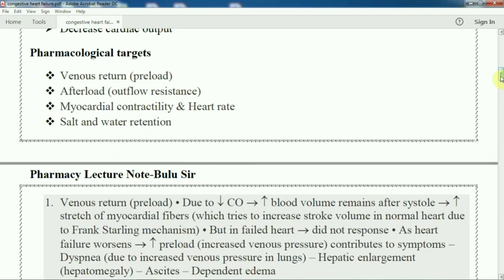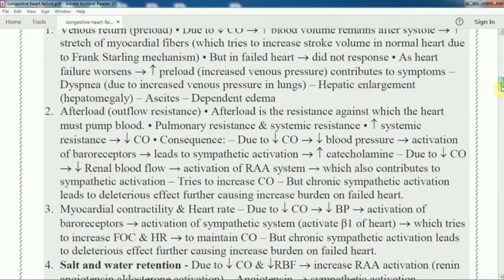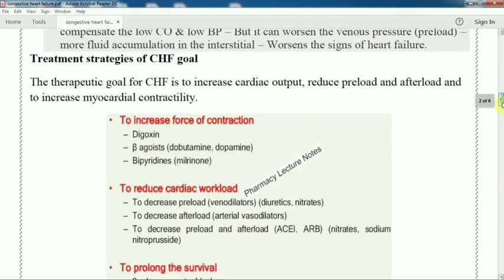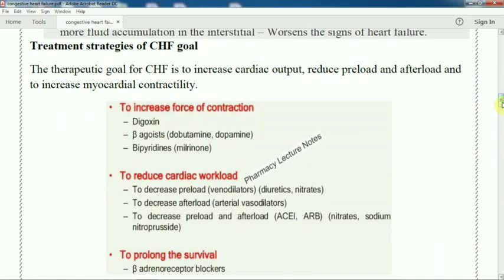Venous return, preload, afterload, myocardial contractility, salt and water retention. So let's see the treatment strategy. We increase the contraction or reduce the cardiac workload or prolong the survival. The therapeutic goal for congestive heart failure is to increase the cardiac output. All the problem starts from decreased cardiac output, so we have to increase the cardiac output.